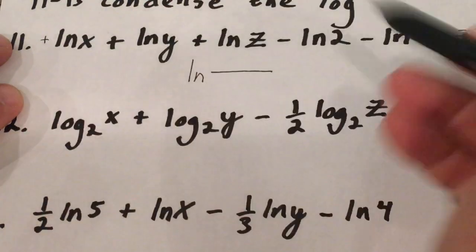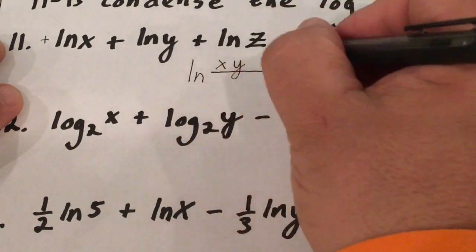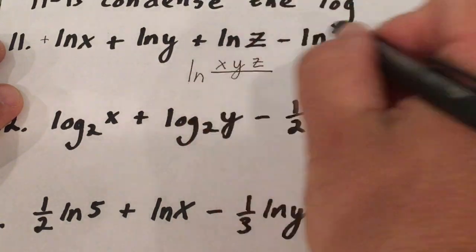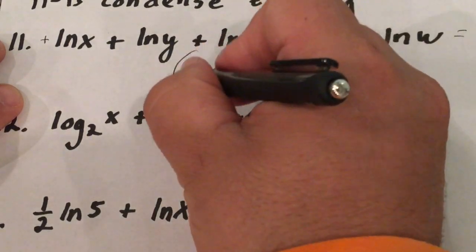That's a positive ln x, so the x is going to be on top of the fraction bar. Plus ln y. Plus ln z. The z goes on top of the fraction bar. Minus ln 2, the negative gets brought up to a division symbol, so that's going to be divided by 2. The negative ln w, that means divide by w. And there's your single logarithm.